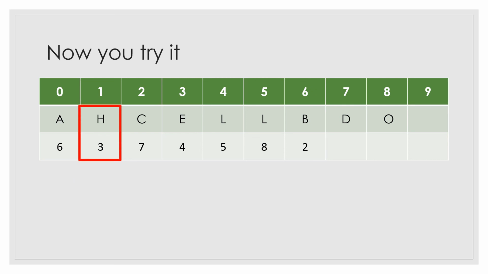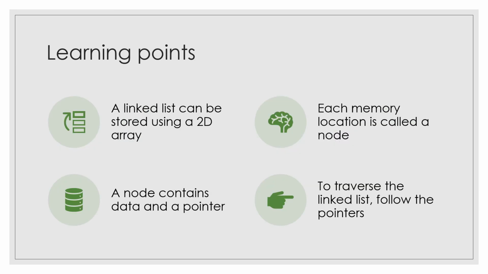Now you try it. There's a second linked list stored in this 2D array. It starts at location 1, and if you follow the pointers, you'll easily see what the word is that's stored there. You can pause the video, write it down, just to check that you're right. Did you do the previous task? The word was hello. I think it was pretty obvious.